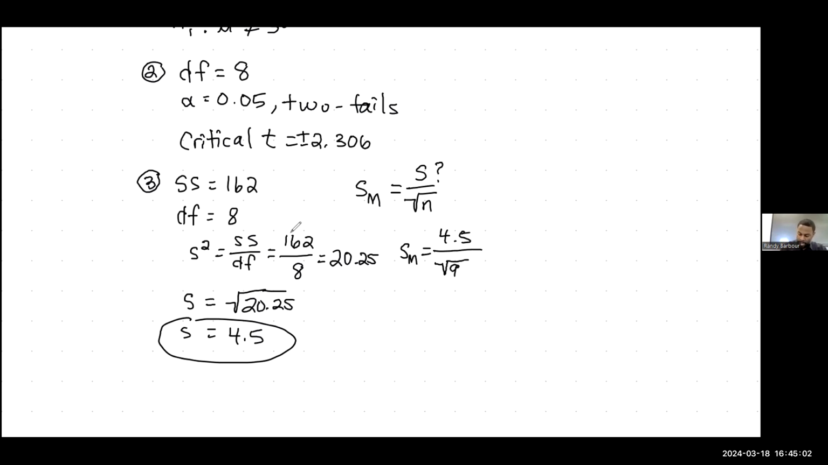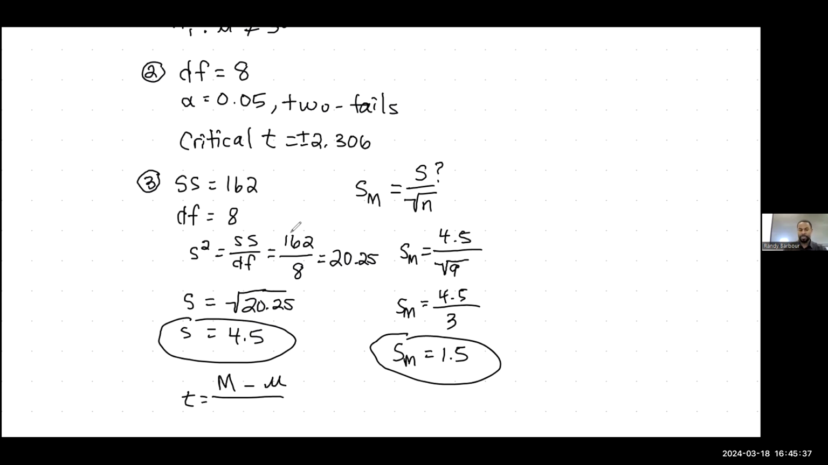So let's solve this out. It's going to be 4.5 divided by square root of 9, which is 3. So estimated standard error, 4.5 divided by 3 should give you 1.5. All right. So now, great. Now I have this value. So in order to find my t, it is going to be my sample mean minus my population mean divided by the standard error of the mean, or estimated standard error of the mean. Okay.